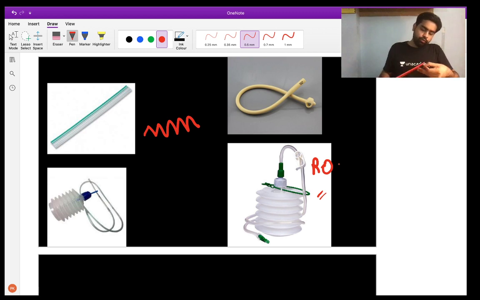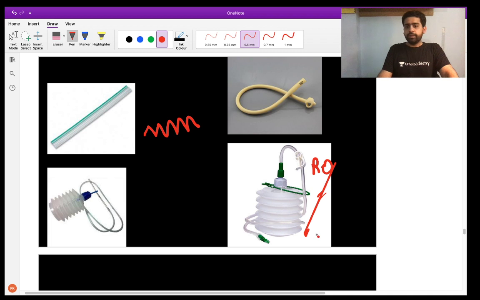Okay, so it is called a Romovac. Now, what is this? Where do you use it? You use it in a patient after breast carcinoma surgery. Okay, so you use it after the breast carcinoma surgery.